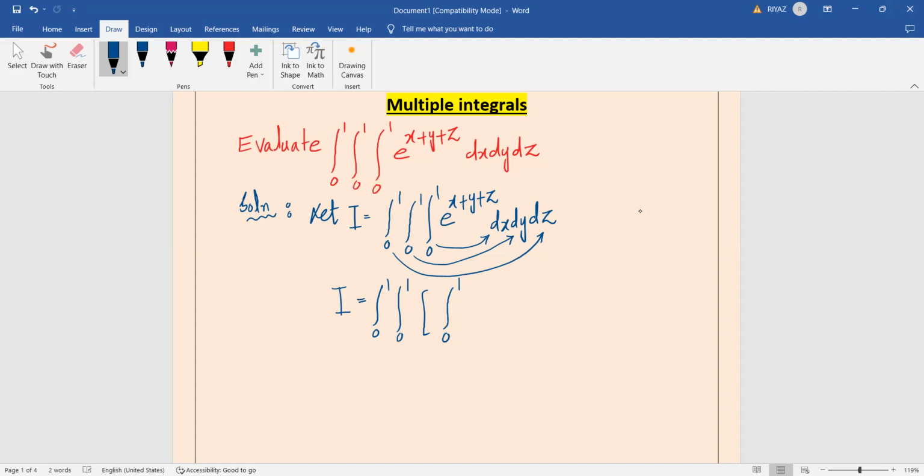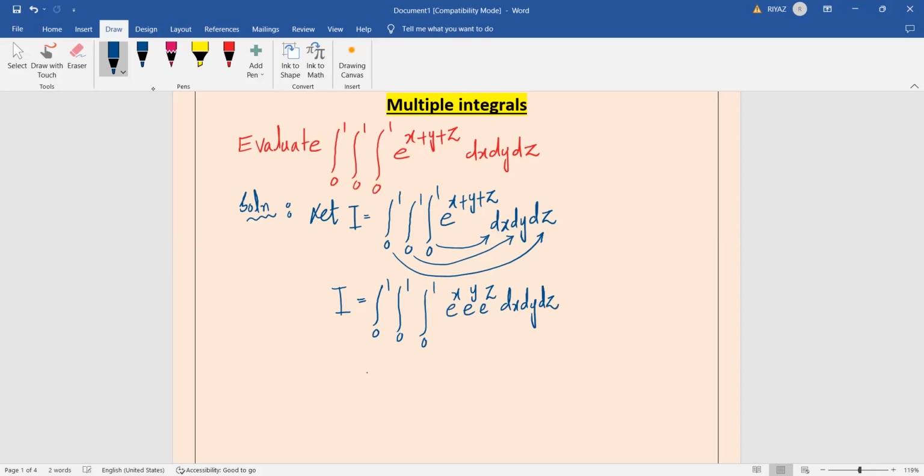Now this e power xyz, for this particular region, with respect to x, y and z becomes a constant. So let us do one more step here so that you can better understand what is going on. 0 to 1 again. This e to the power of x plus y plus z, can I write it like this? e power x into e power y into e power z. This is dx, this is dy, this is dz.